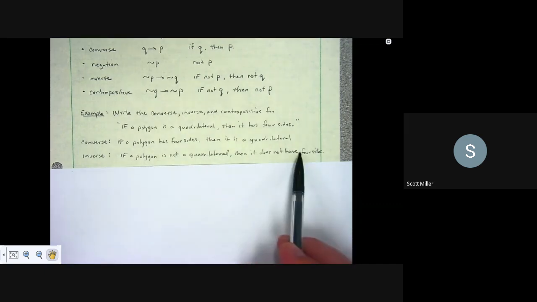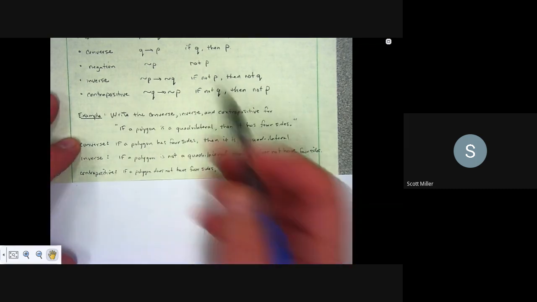Okay. The contrapositive just takes the converse and puts the not in. If a polygon does not have four sides, then it is not a quadrilateral. You just have to keep them straight in your head, which one is which.